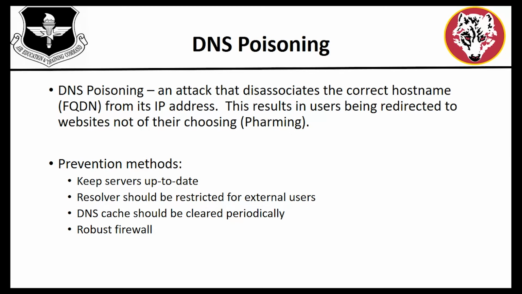Now the next poisoning attack I'd like to cover is DNS poisoning. DNS servers resolve websites' fully qualified domain names, or FQDNs, into their associated IP addresses. Attackers will poison the DNS cache, which results in disassociating the domain names from their IP addresses.